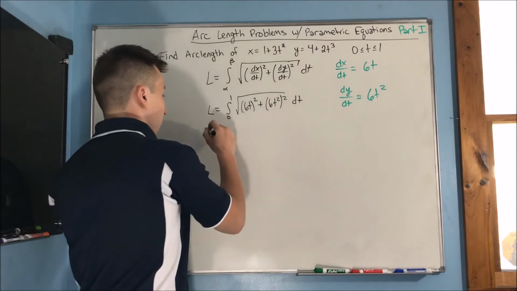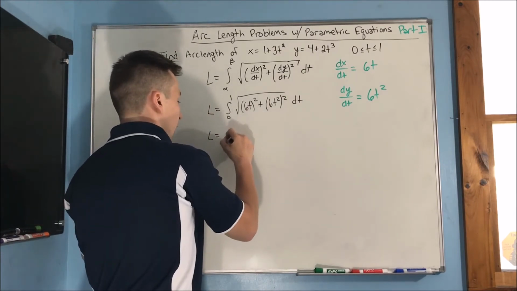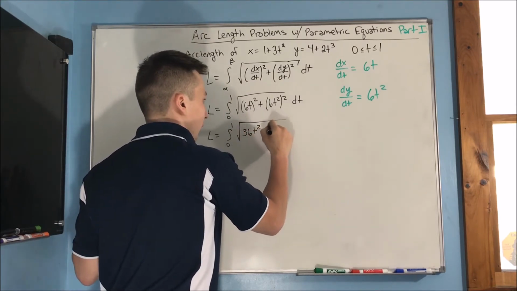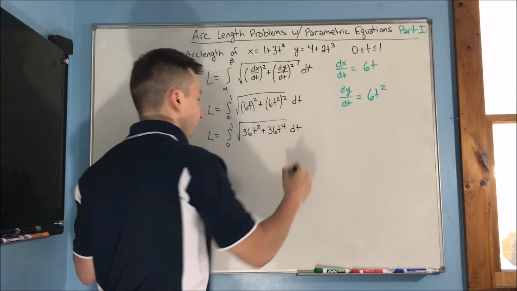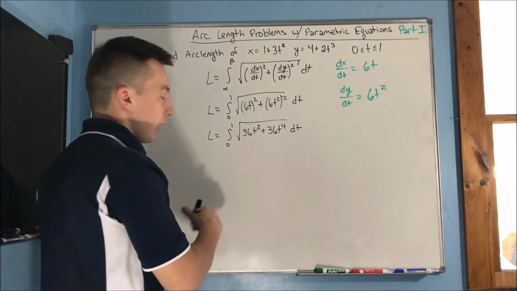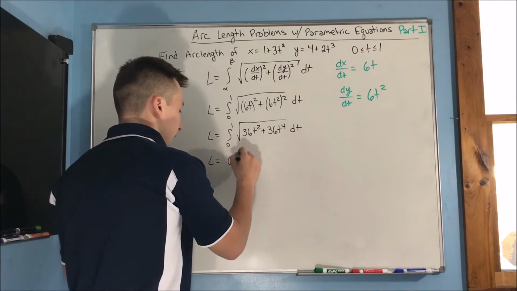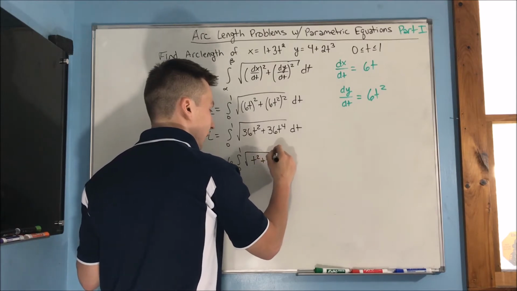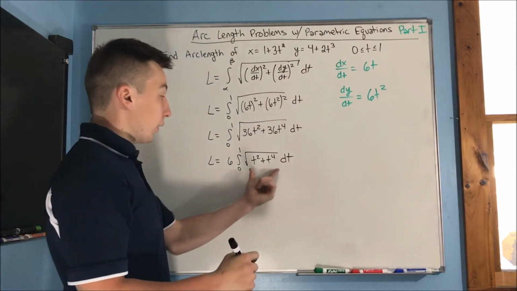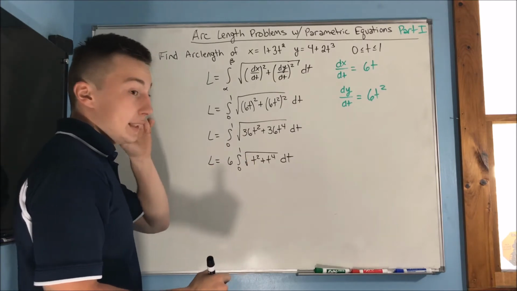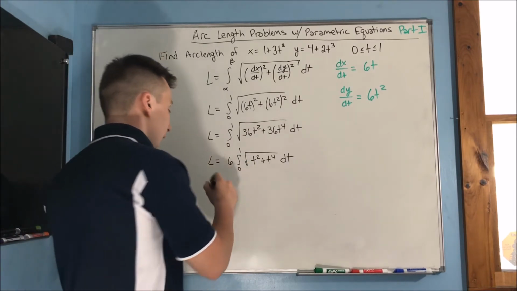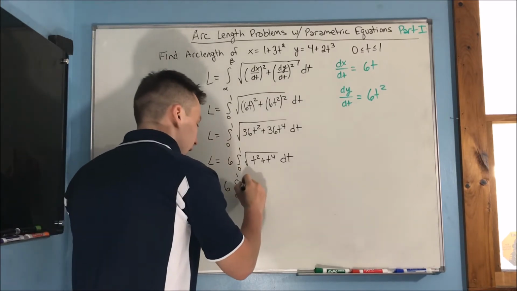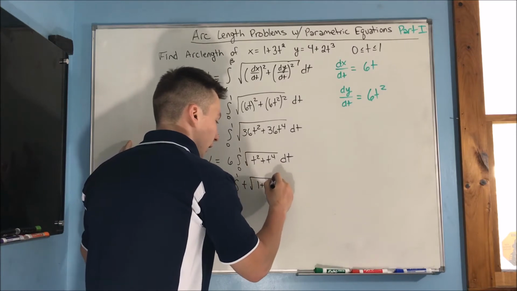Alright, now doing our exponents here, we're going to get 36t squared plus 36t to the 4th dt. We can just take that 36 out of the radical here to get 6 the integral from 0 to 1 of the square root of t squared plus t to the 4th dt. We can also take a t squared out of here, which will be a t on the outside. Guess I could have done that with the 6, but 6 the integral from 0 to 1 of t, the square root of 1 plus t squared dt.